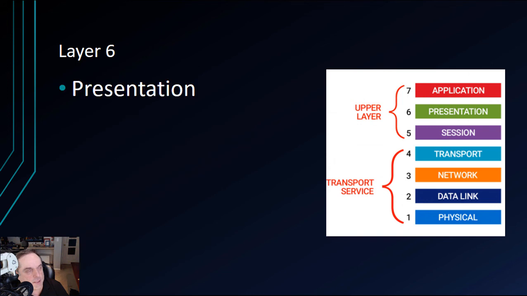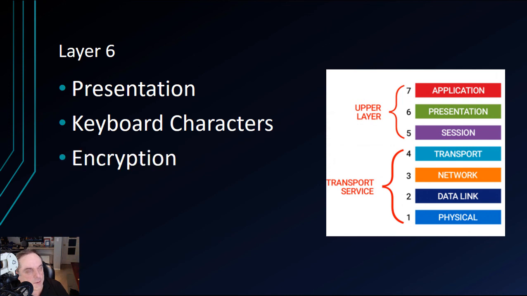Now we'll talk about layer 6, the presentation layer. It's in charge of a couple of things: keyboard characters and encryption. We were talking about the tunneling from the previous layer, layer 5. Layer 6, the presentation layer, actually handles the encryption portion of things, and it also handles file and folder encryption. So if you use BitLocker, if you use file and folder encryption in Windows, if you use any type of encryption, then it has to do with the presentation layer.